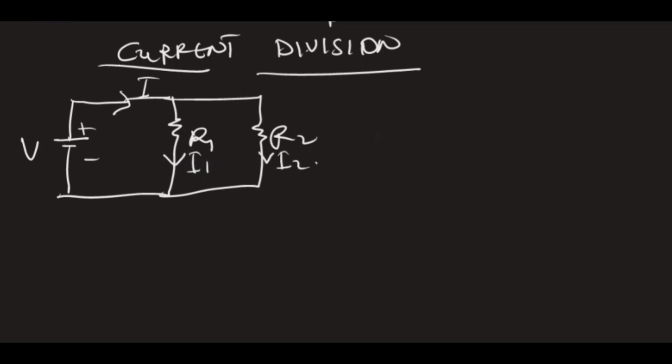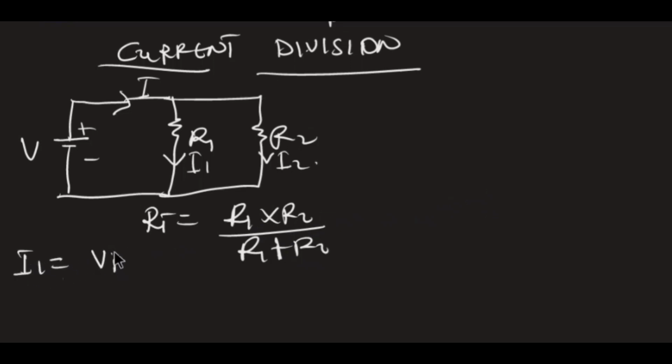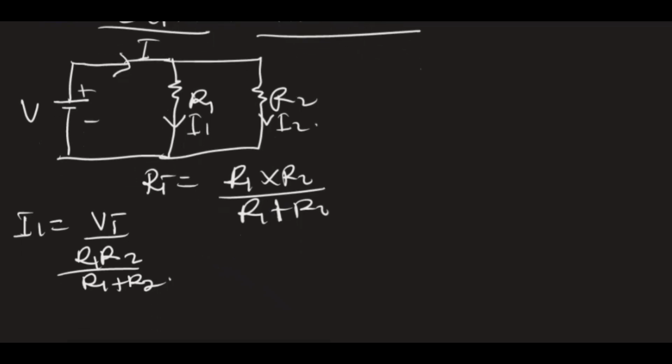So how do we use the current division rule? When you have a circuit like this, the total resistance is what? R1 times R2 over R1 plus R2, right? That's the total resistance. To find the total current, IT is equal to total voltage over the total resistance, R1 R2 over R1 plus R2, right? So that is the total current passing through this circuit, total voltage over this.